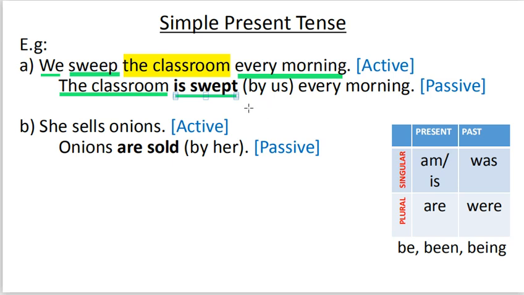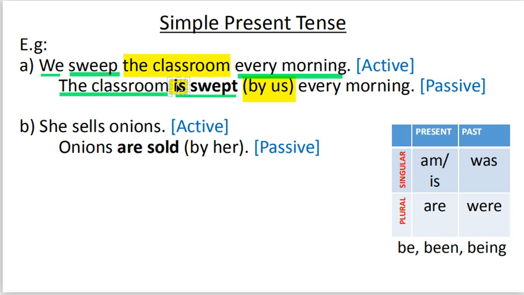You will note that I put by us in brackets. That is because it is optional. That phrase is optional. By and the actor is optional. The sentence is complete without putting by us. The classroom is swept every morning. So the classroom, which is the object in the active voice, becomes the subject in the passive voice. Then we introduce our verb to be, is.